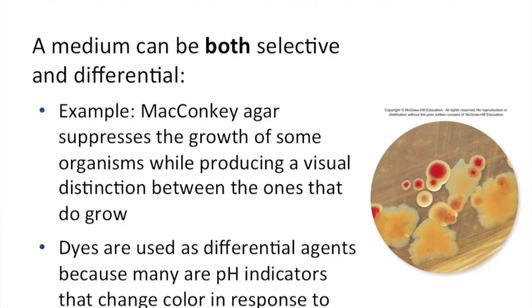We can also combine selective and differential media. For example, MacConkey agar can suppress the growth of some organisms. However, because MacConkey agar has a pH indicator, it can also change colors, because the microorganism can convert the sugar to acid.